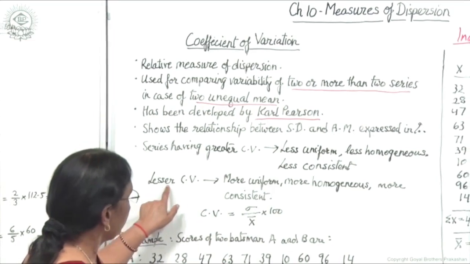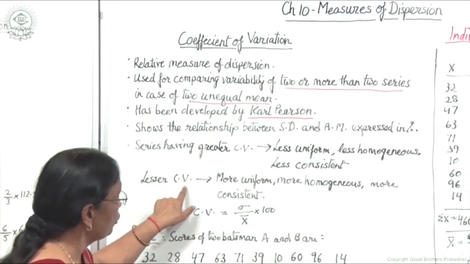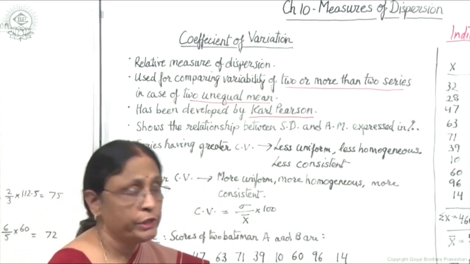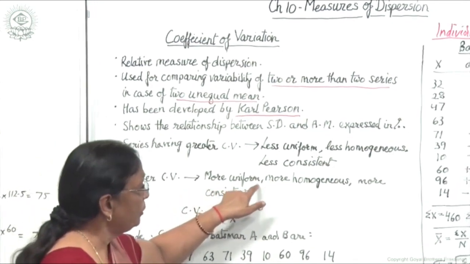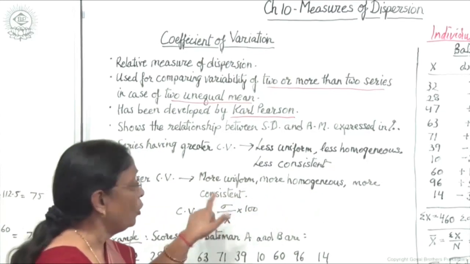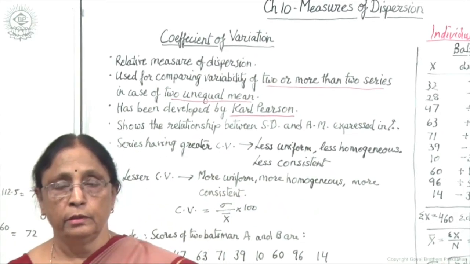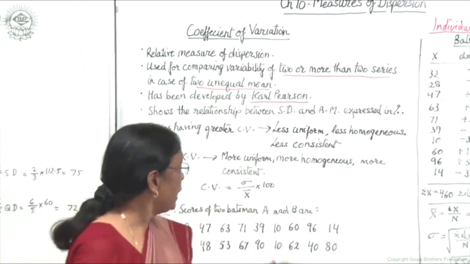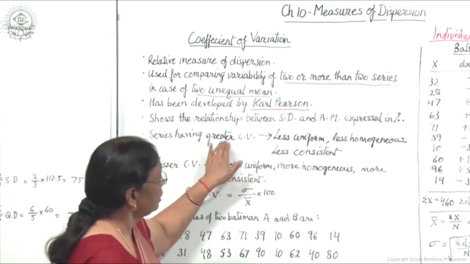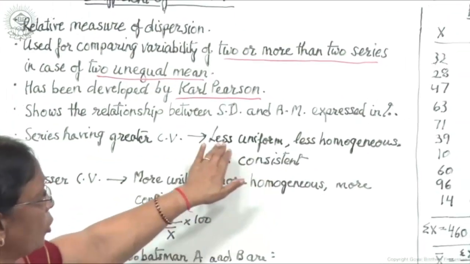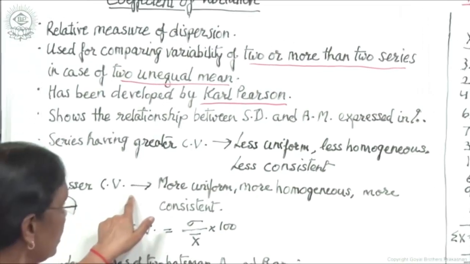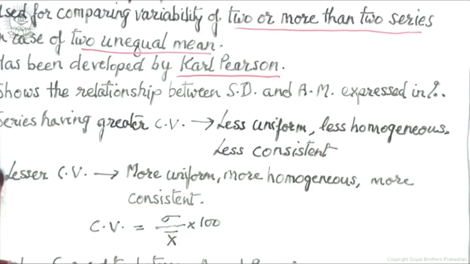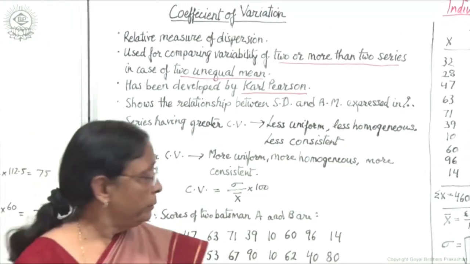And if there is lesser coefficient of variation, this shows that the two series, for which we are doing the calculation, are more uniform, more homogeneous and more consistent, right? I will make this clear to you with the help of an example. So if the coefficient is greater, it shows less consistency or less uniformity, and if it is less, this shows more uniformity and more consistency, right?